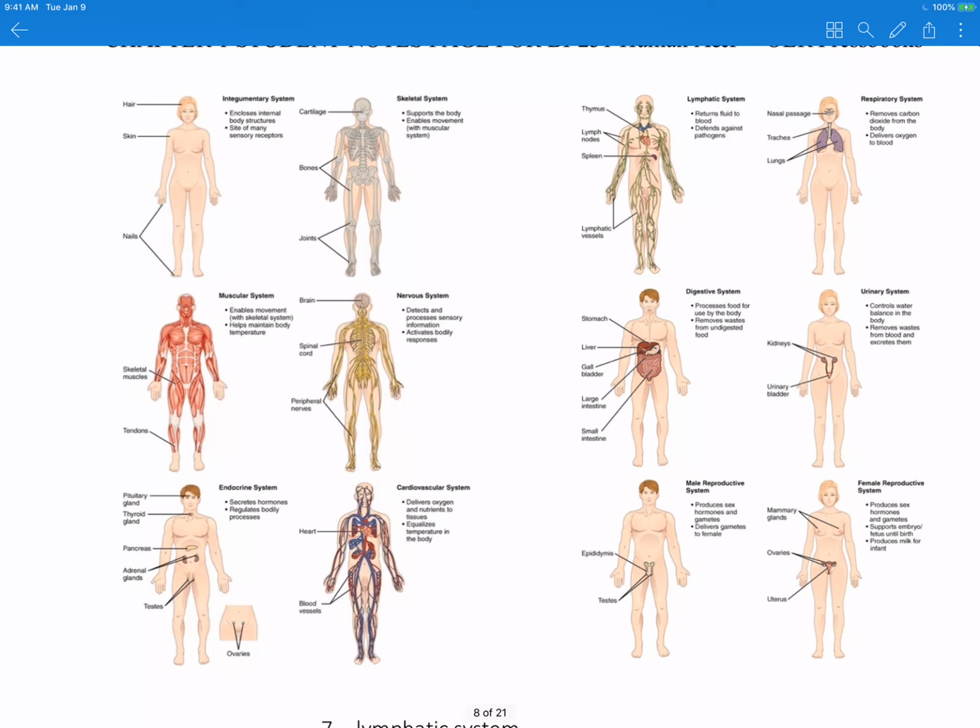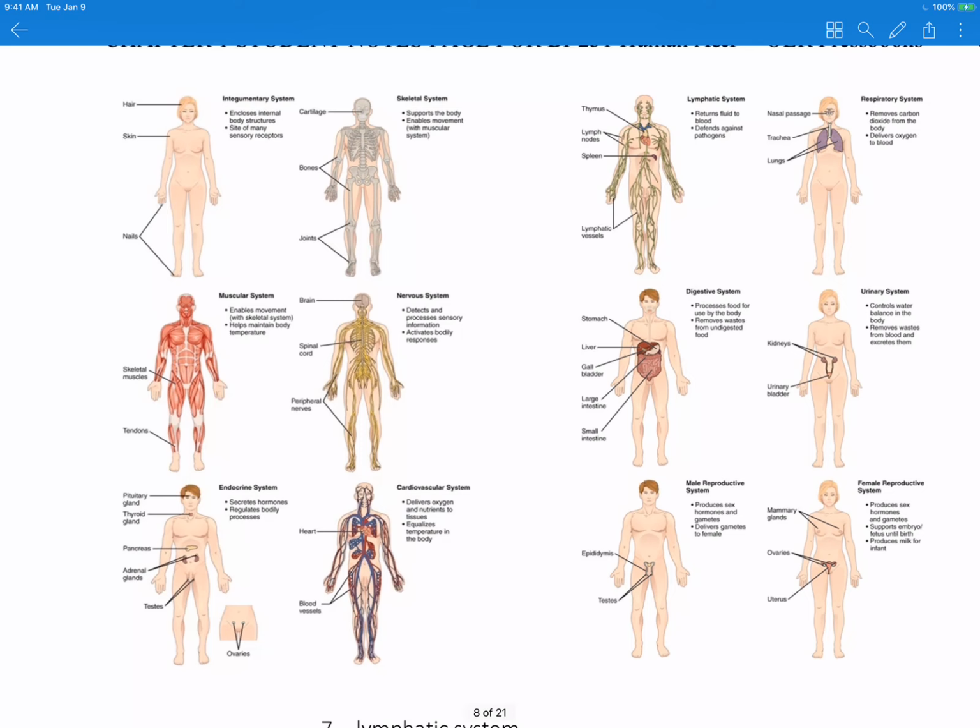The lymphatic system includes lymph nodes, various organs, and lymphatic vessels. Its major function is that it returns fluid to the blood because fluid leaks out of the blood into the tissues. And then the lymphatic system returns the fluid to the blood and also helps to defend against disease-causing agents called pathogens.